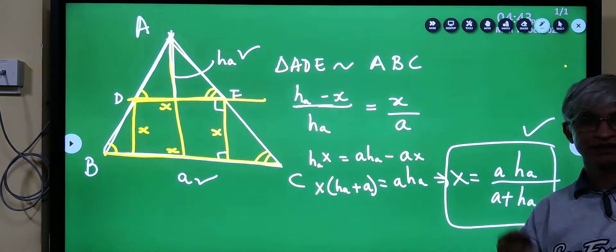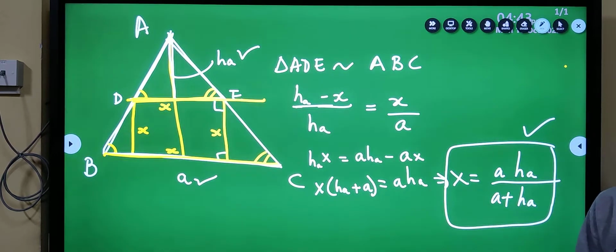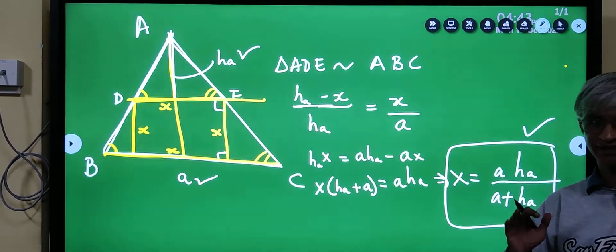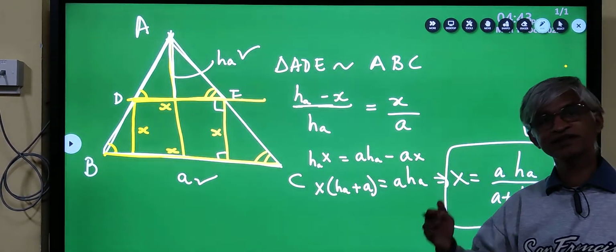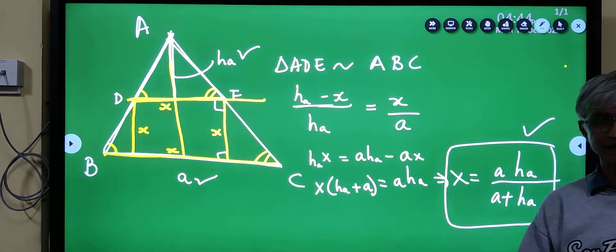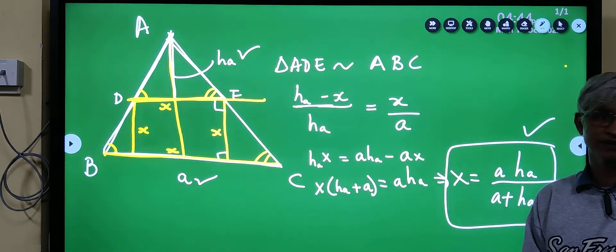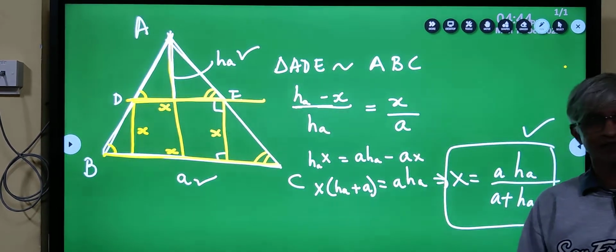So I hope you enjoyed the nice simple introductory problems on similar triangles, and I shall do another nice topic in the next class. It's called the method of areas, and we'll combine both of these simple ideas that we learned and solve some interesting problems.